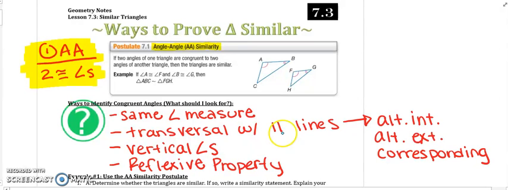You could have a transversal with parallel lines, and you look for those with the alternating interior, alternating exterior, and corresponding. Any of those are options. Vertical angles, so that little bow tie shape we see a lot, that'll have your congruent angle. And then don't forget the reflexive property, which is kind of like this, where there's two triangles inside of each other. And this angle is on both of the triangles, and so it's reflexive, the same. So it's the same on both of them, so it's congruent.